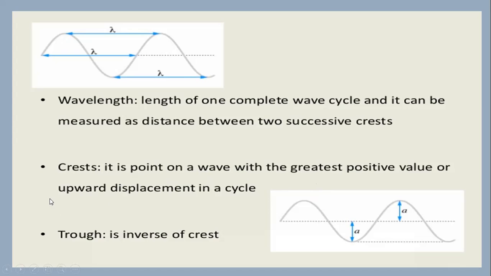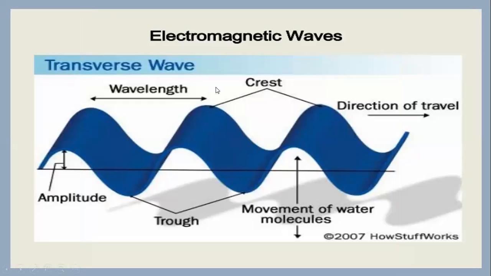I will show you what is meant by a crest with the help of the figure in the further slides. And what is a trough? The trough is the inverse of the crest. If the crest is the maximum or greatest positive value, the trough is the reverse, that is, the negative one. If you observe this figure, you will see the transverse wave. We are already aware that transverse waves are available as TE or TM, that is, transverse electric field waves, transverse magnetic field waves, or transverse electric and magnetic waves.